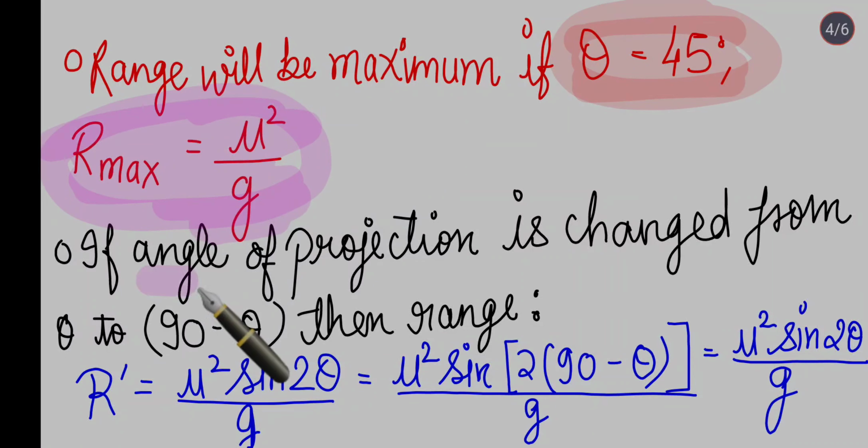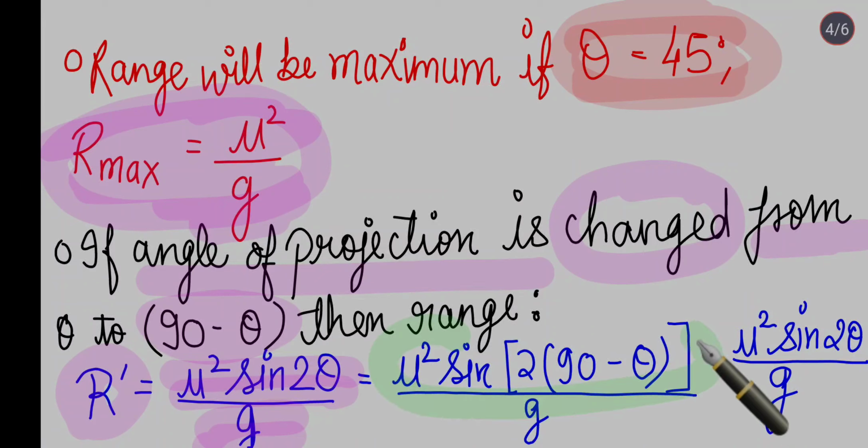Then if the angle of projection is changed to 90 minus theta, the range is going to be u squared sin 2 theta upon g. So u squared sin of 2 times (90 minus theta) upon g. G is again gravitation only. Then u squared sin 2 theta upon g.